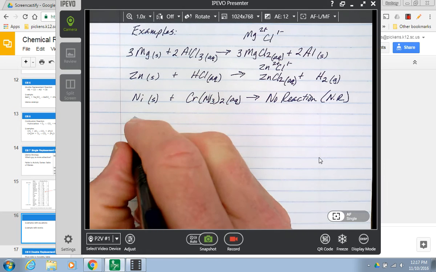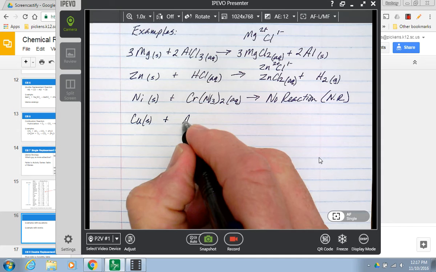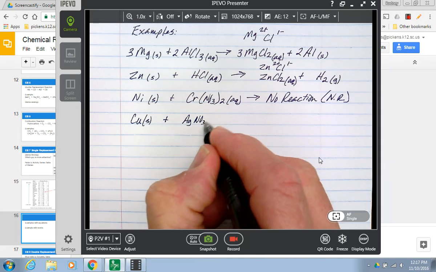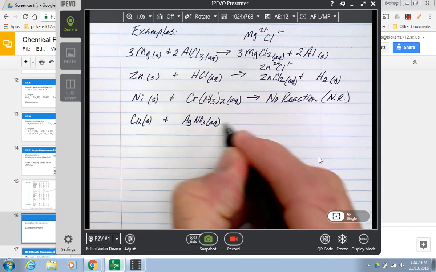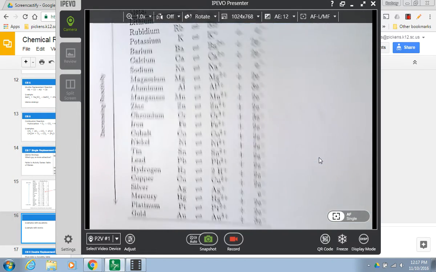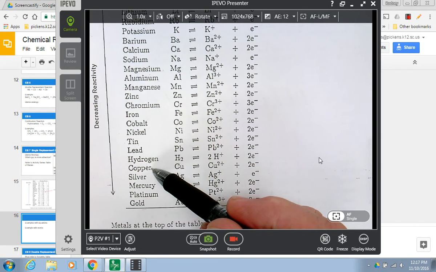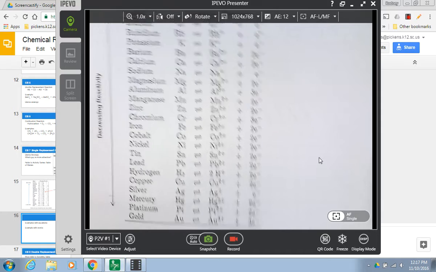All right, let's try another one. Let's say copper metal, so it's a solid, plus aqueous silver nitrate. It's a solution. All right, so we're going to check this one, copper and silver. All right, so copper is located here, and silver is right underneath it. So copper is more active, so therefore it can replace silver.